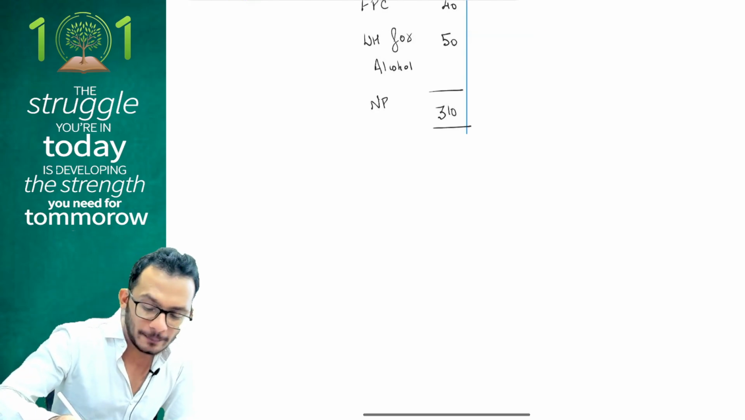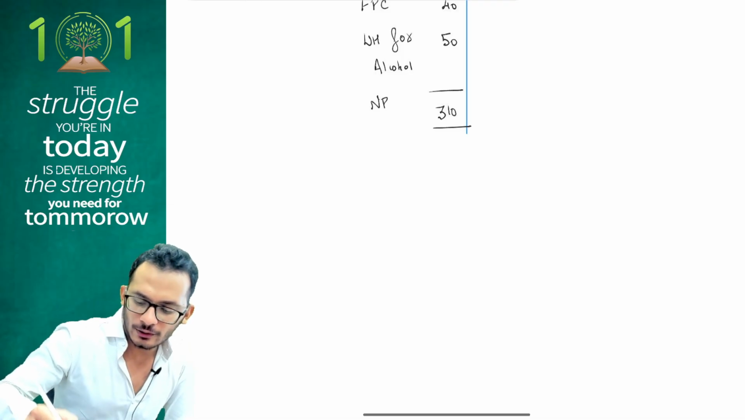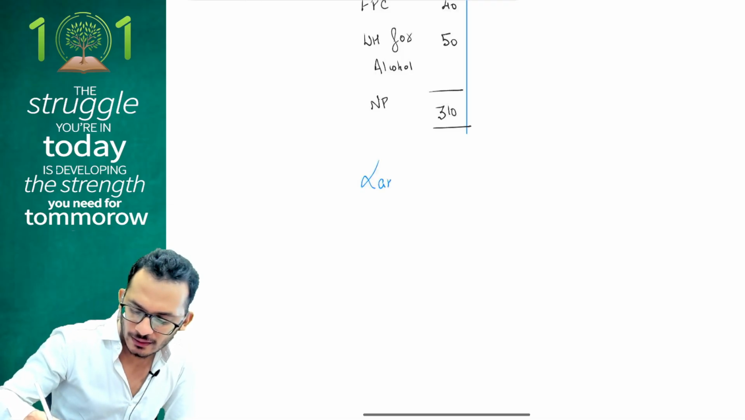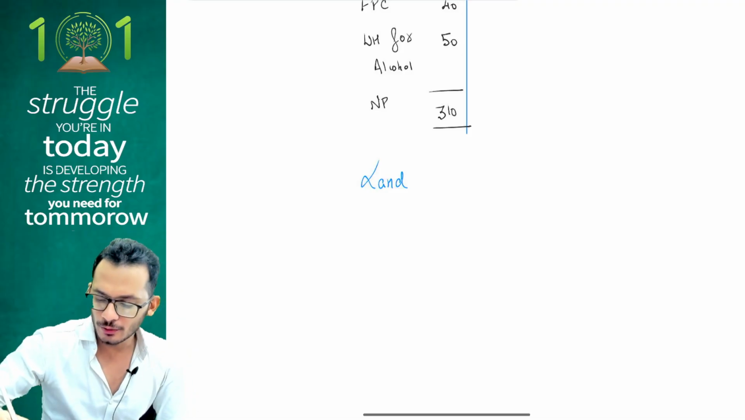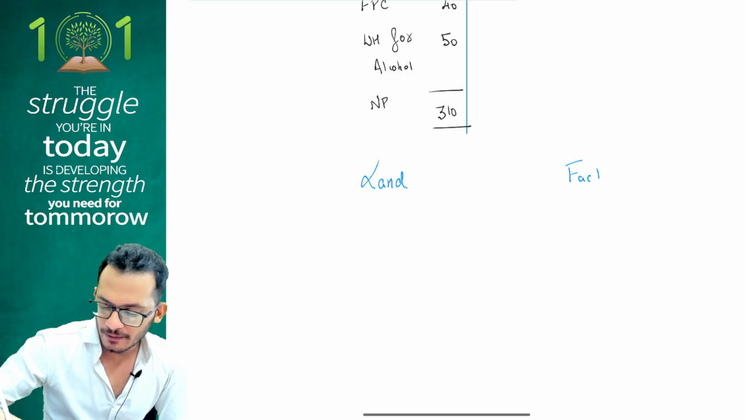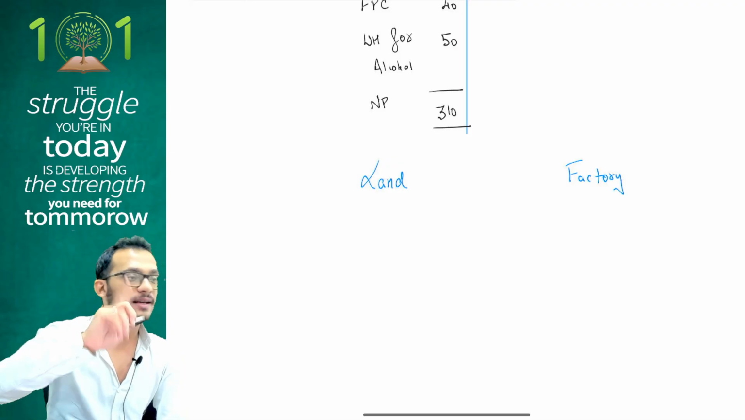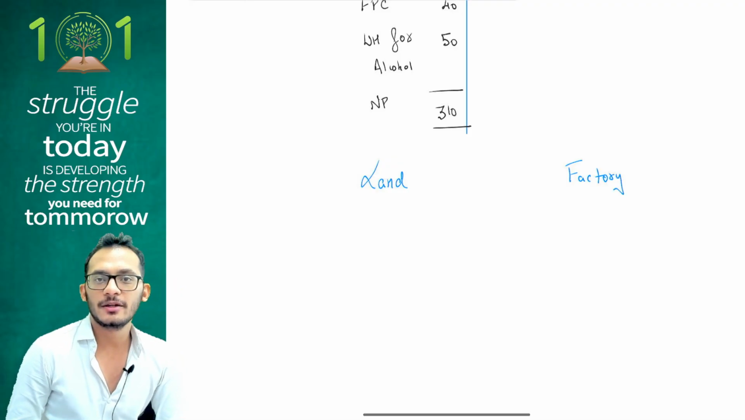Let me do one thing. I'm going to create two separate P&Ls right now. P&L number 1 is the land P&L. P&L number 2 is the factory P&L. People, take my whole P&L on the top and split it into land and factory.